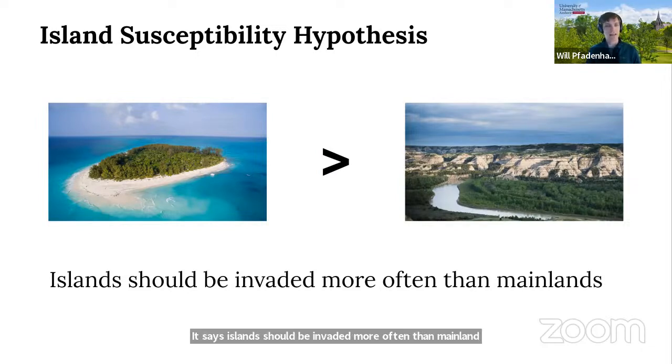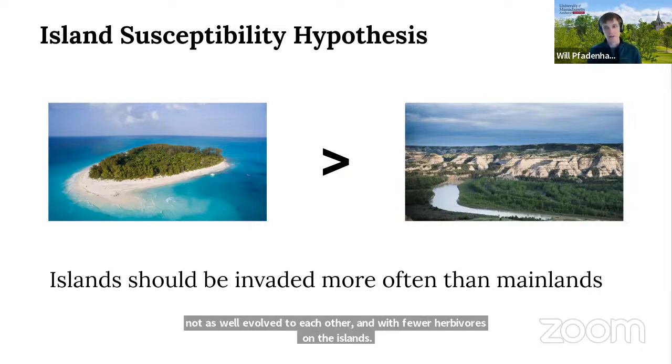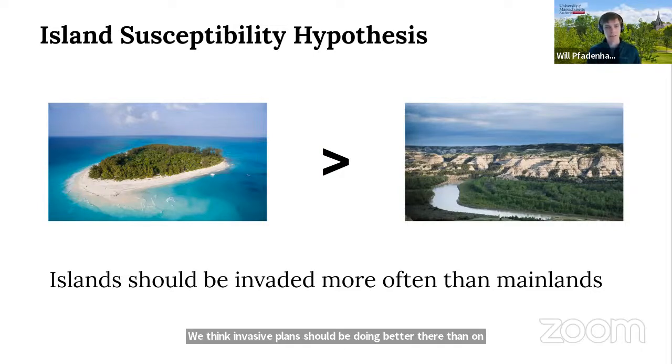The reasoning for this is that islands have fewer herbivores and this ecological naivete, or evolutionary naivete, basically meaning that these species on islands tend to have younger evolutionary histories. They're not as well evolved to each other. And with fewer herbivores on the islands, we think invasive plants should be doing better there than on mainlands, which have all of these other components.